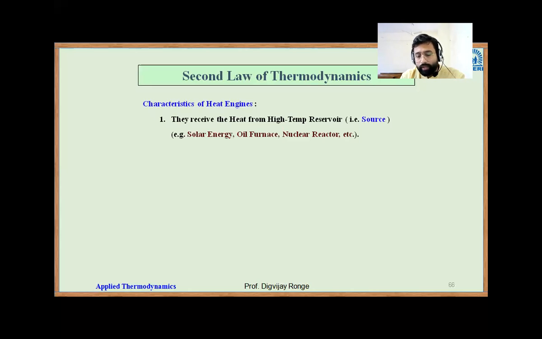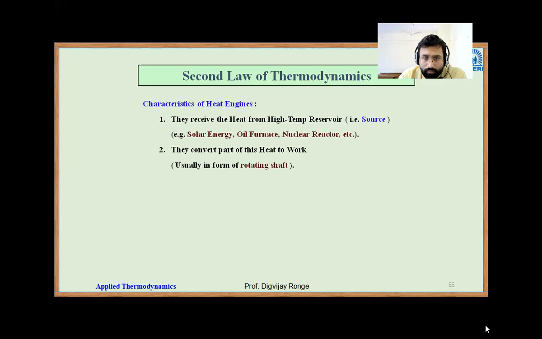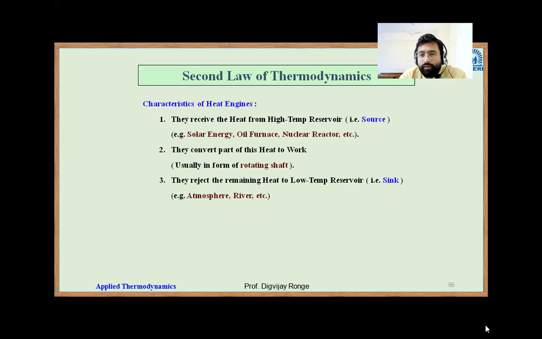Before going to the actual heat engines, we'll see what the characteristics of heat engines are. They receive heat from very high temperature reservoirs, that is the source. For example, solar energy, oil furnace, nuclear reactor, etcetera. They convert part of this heat into work, that is in the form of a rotating shaft. They reject the remaining heat to the low temperature reservoir, that is the sink. So you can take the example of a nuclear reactor.